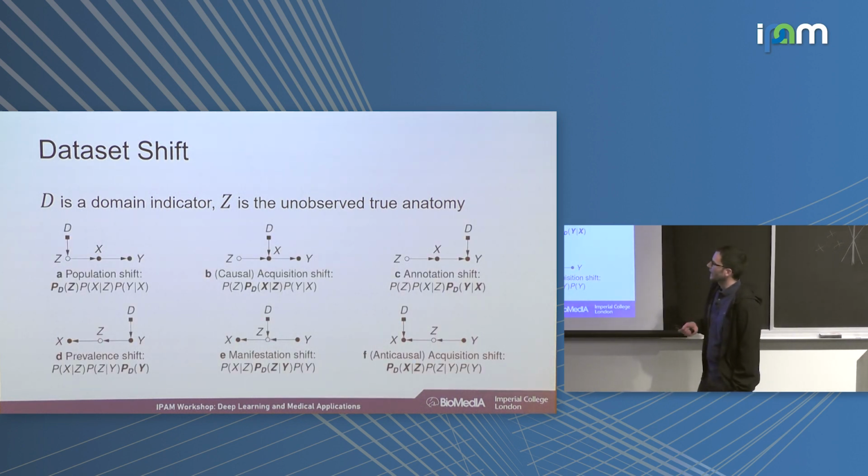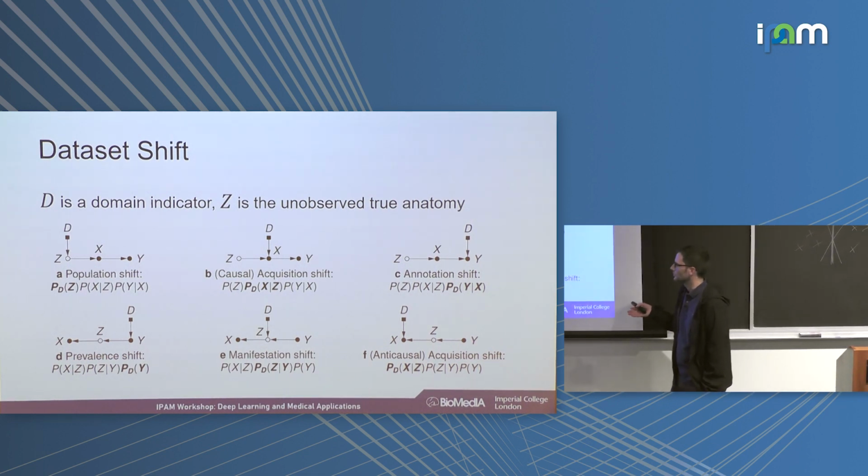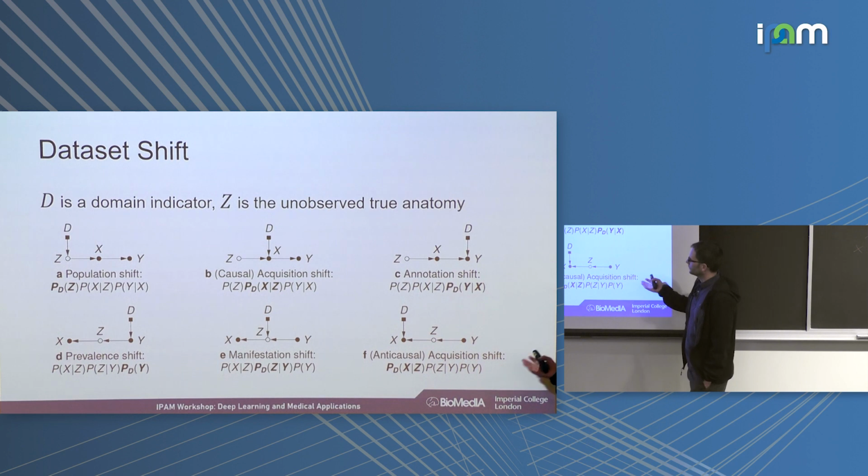Because I don't think it's that useful to just say, oh, there might be shifts. There might be dataset shift between my training and my test. So what we're trying to do here is to formalize what type of shifts do actually occur. And again, we can use causal diagrams.